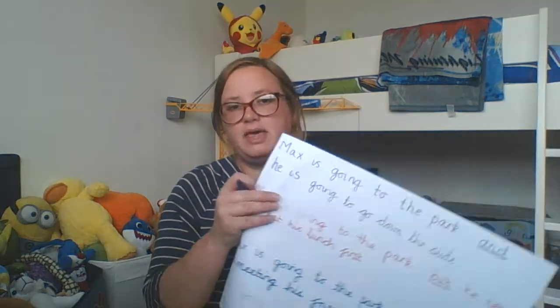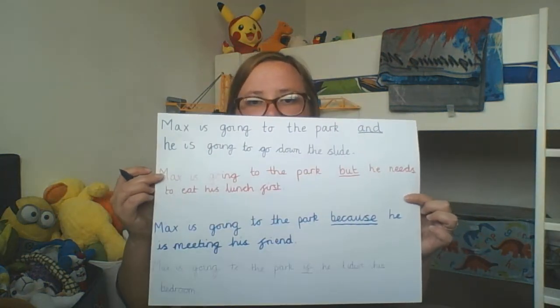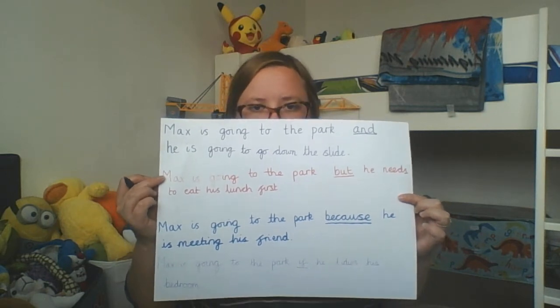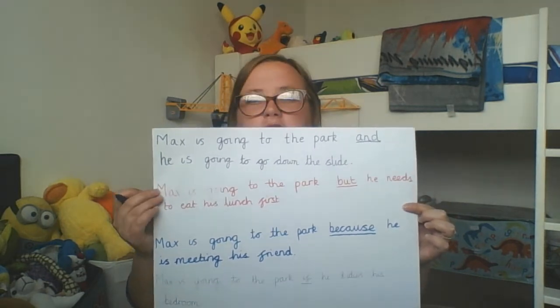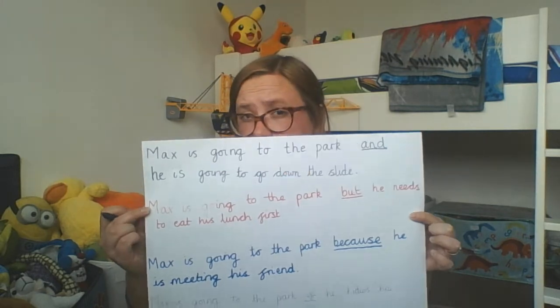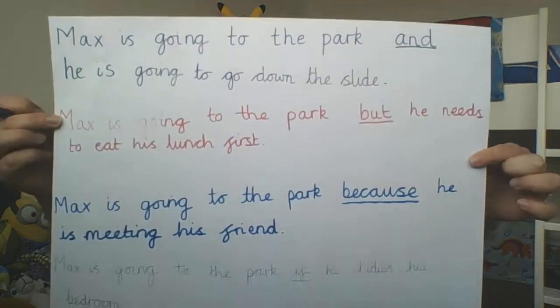Lovely, full stop at the end. So there I've got 4 sentences all about Max going to the park, but I've used a different conjunction in each sentence to add different information. Okay, we've got 2 conjunctions left. We've now completed if, so I can cross that off my board. So now we've only got so and when to go.